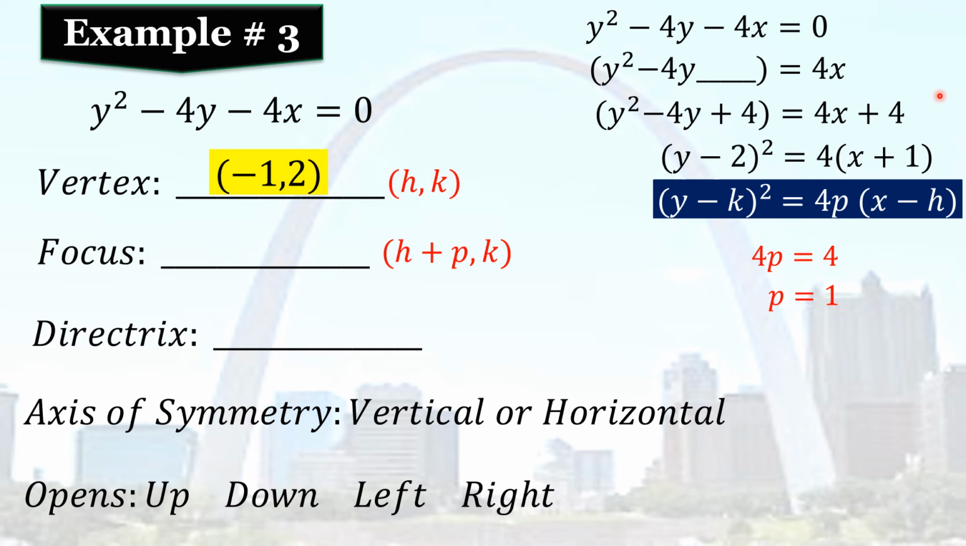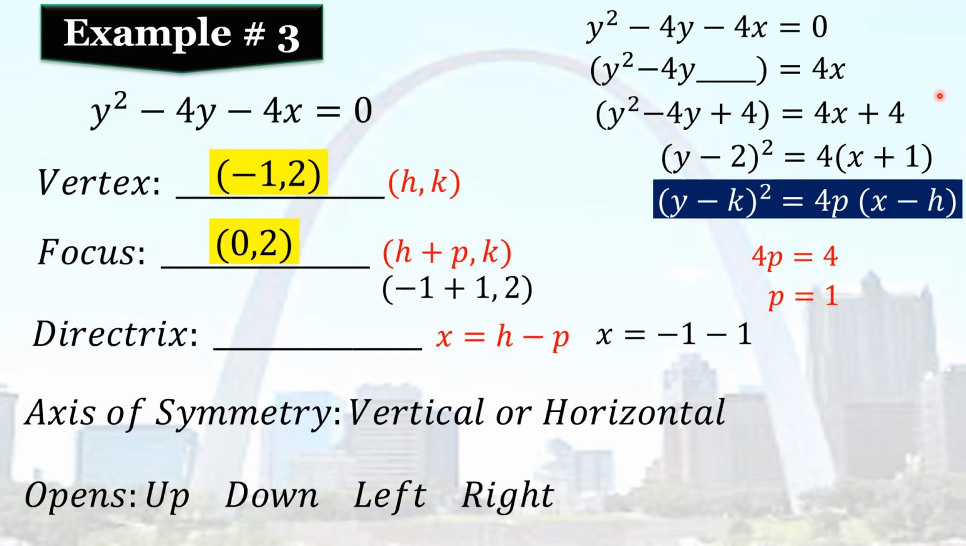Now for the focus, we have h plus p, k. So since h is equal to negative 1 and p is 1, we have negative 1 plus 1 and k is equal to 2. So we have the focus at 0, 2. For the directrix, it is x equals h minus p. Since h is equal to negative 1 and p is 1, we have negative 1 minus 1. So the directrix is x equals negative 2.